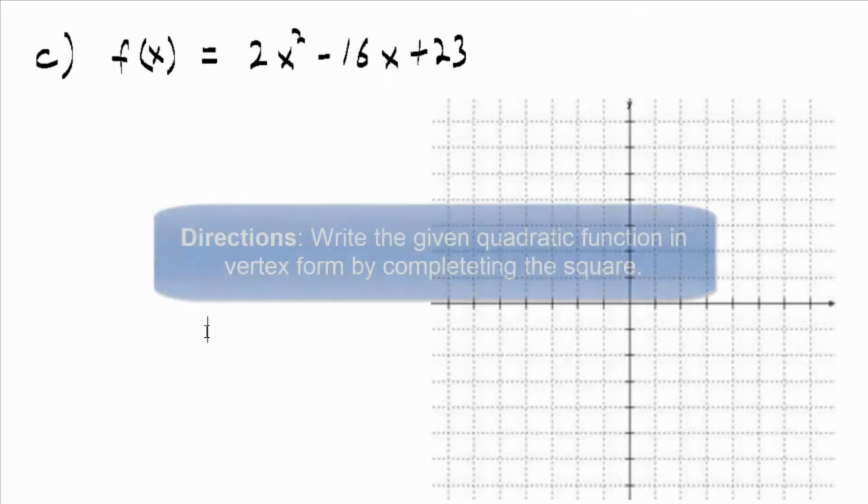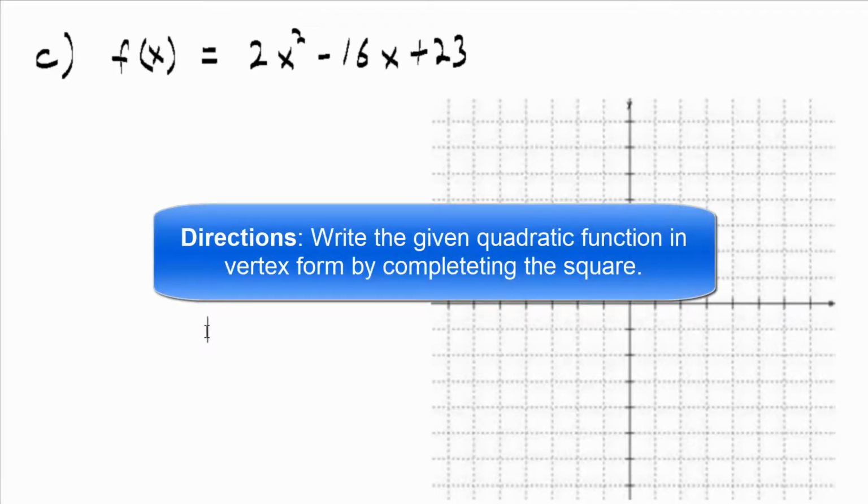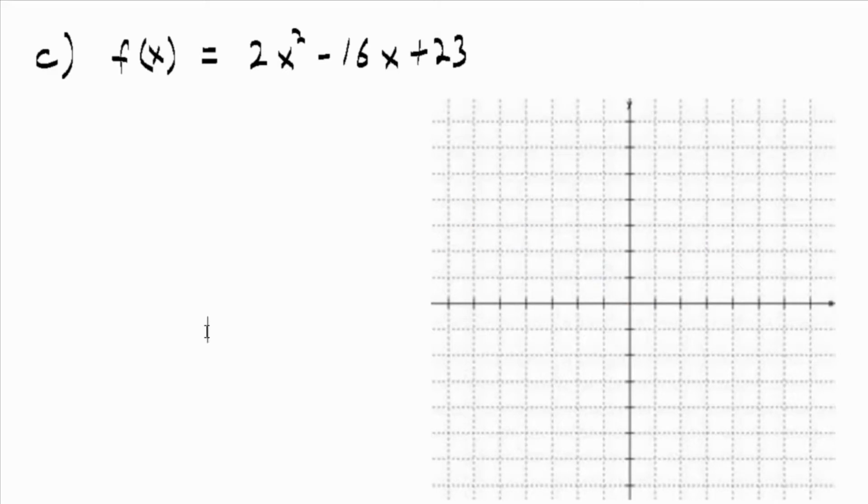It's not in the form we want it to be in, is it? We want it to look like a times x minus h quantity squared plus k. So we have to complete the square again. To get it in vertex form, you complete the square, if necessary.